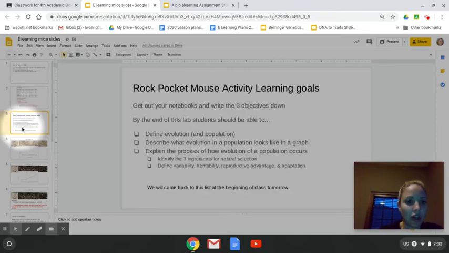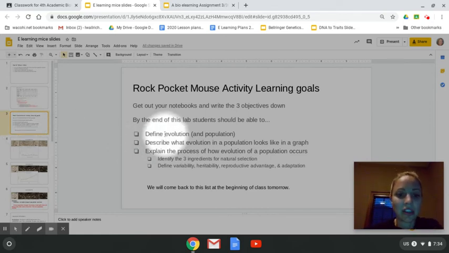Okay, so that's a review of Friday's homework, and then let's go back to a quick review of our Pocket Mouse Lab. Okay, so this is probably where you want to get out your notebook and write down the 3 objectives, and then we're going to take a few items down about them. So by the end of this lab, and the lab actually ends with today's assignment, you should be able to define evolution and the word population.